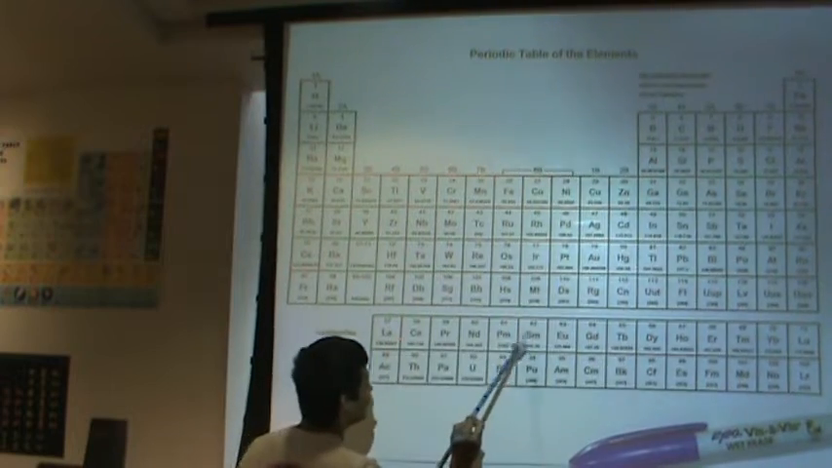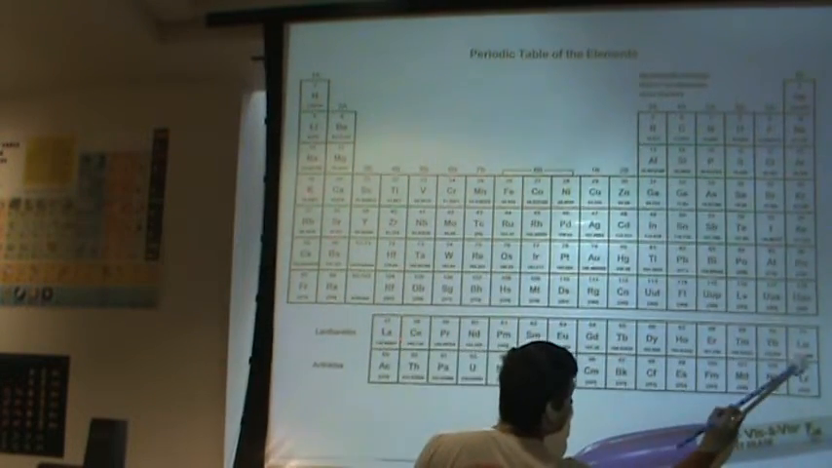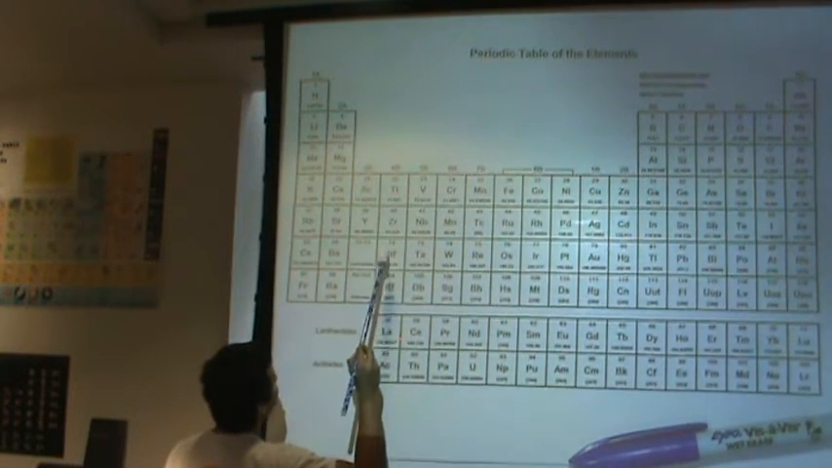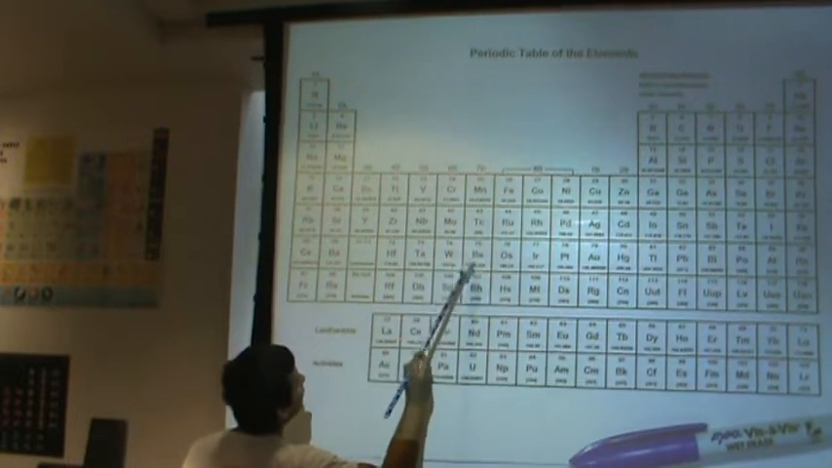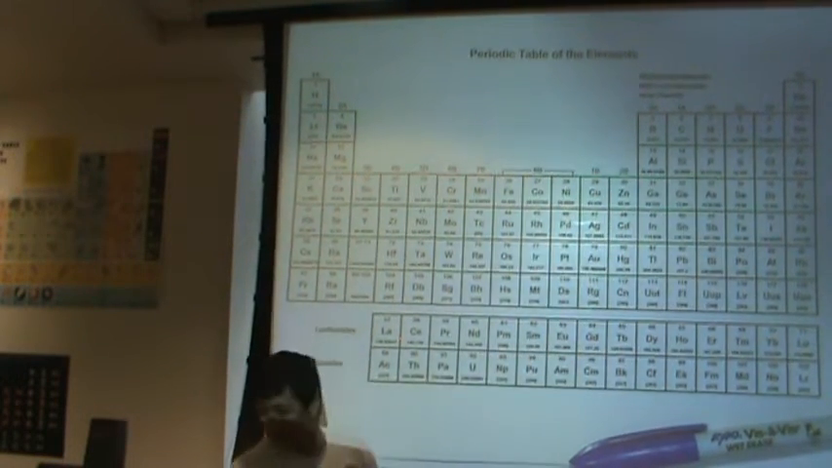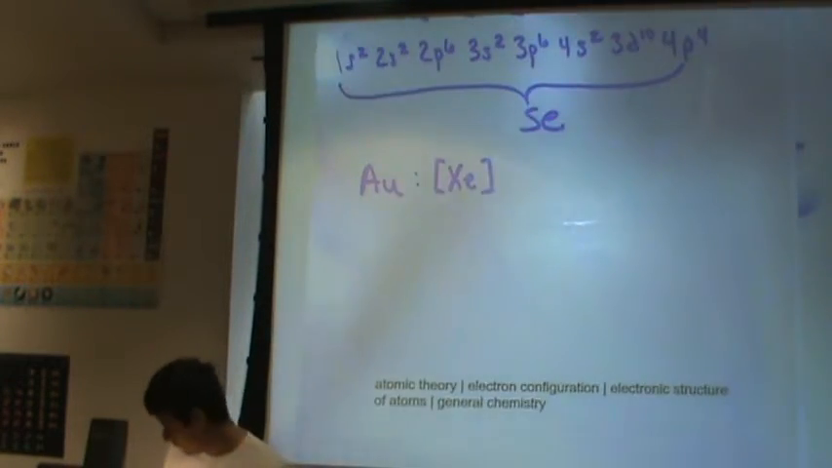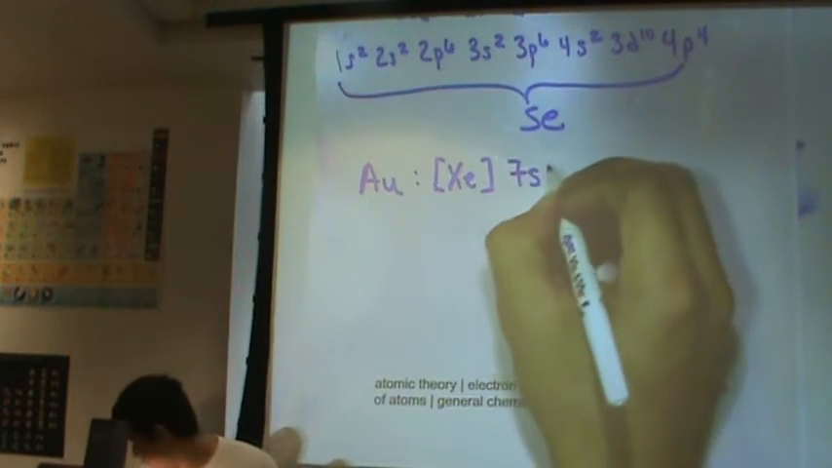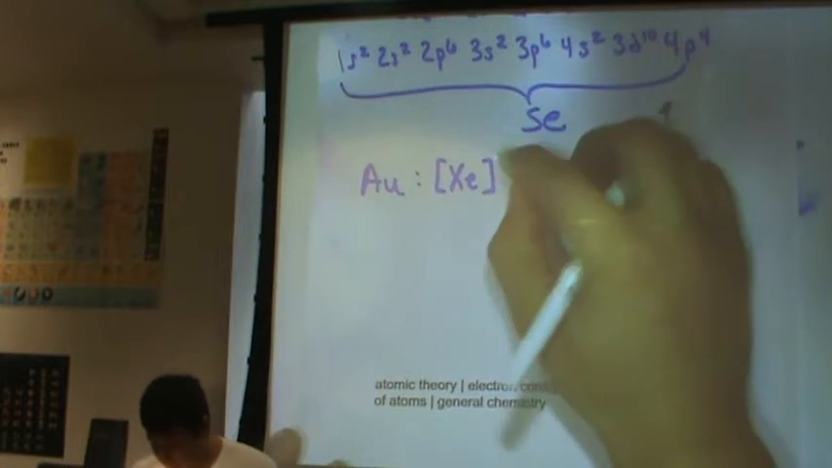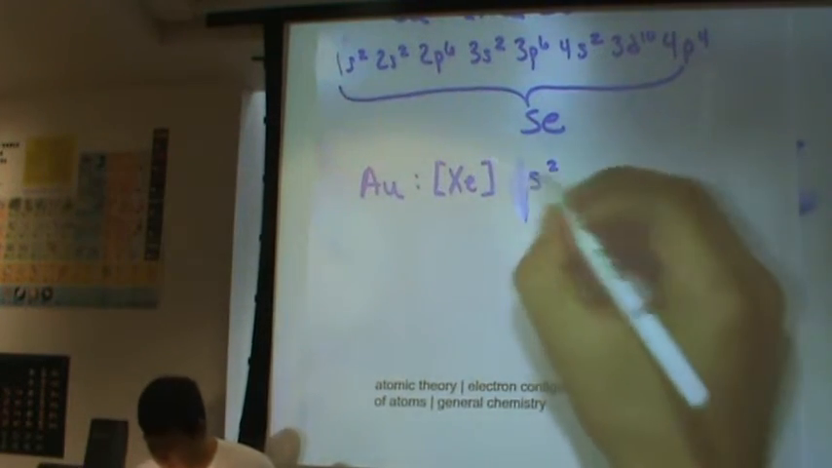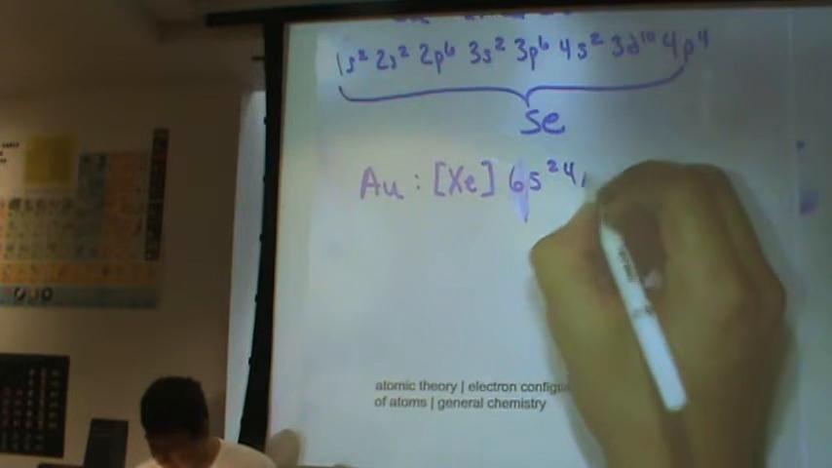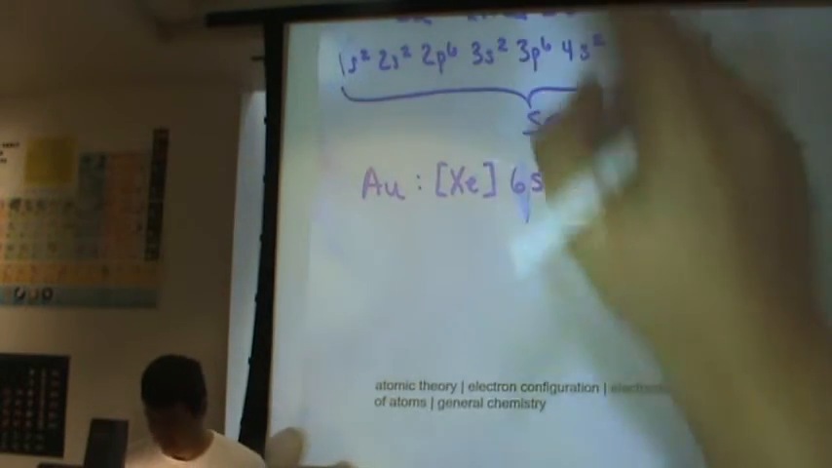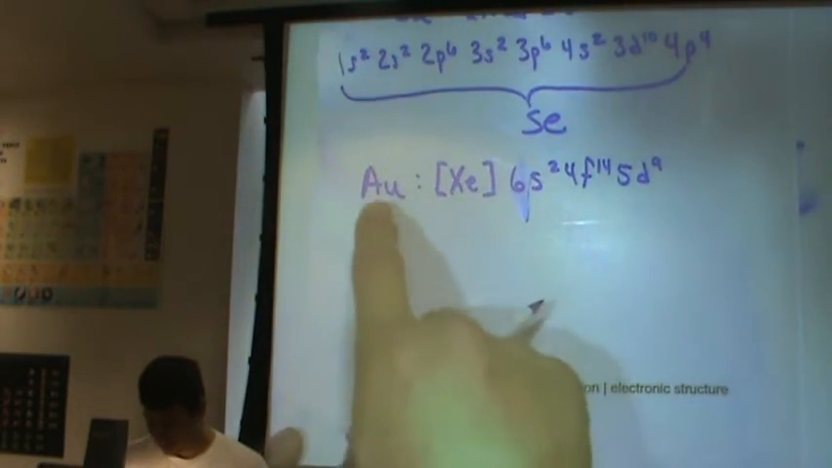So it's 1, 2, 3, 4, 5, 6, 7, 8, 9, 10, 11, 12, 13, 14. So full f block. Then we're going to go 1, 2, 3, 4, 5, 6, 7, 8, 9. So we would have xenon, 6s2, 4f14, 5d9, except gold is an exception.